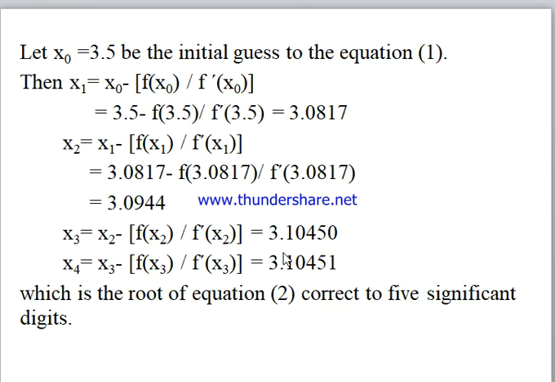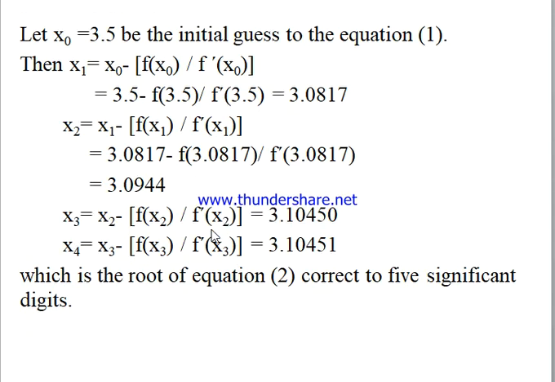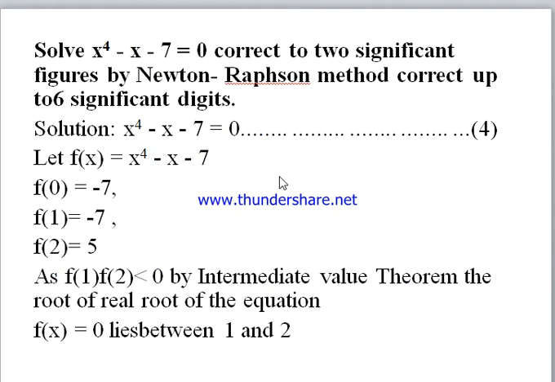You can substitute the value of x3 and find f of x3 and f dash of x3, and we get the final answer 3.10451. So the two values, 3.10450 and 3.10451, are approximately equal, so we can stop here. The root of the equation is 3.10451 to 5 significant digits. So this is the Newton-Raphson method to find the root of the given equation.